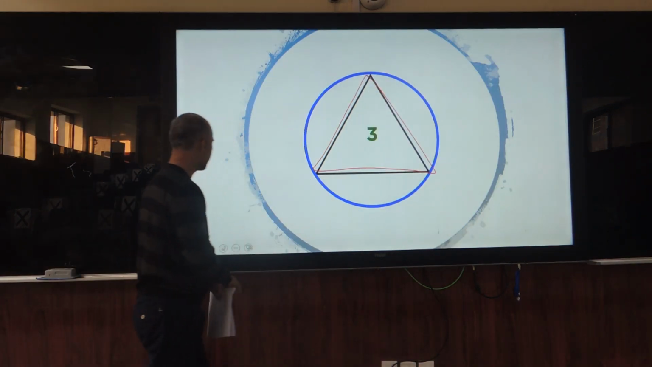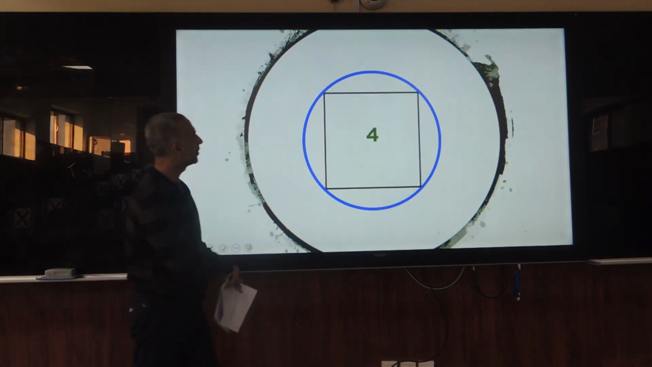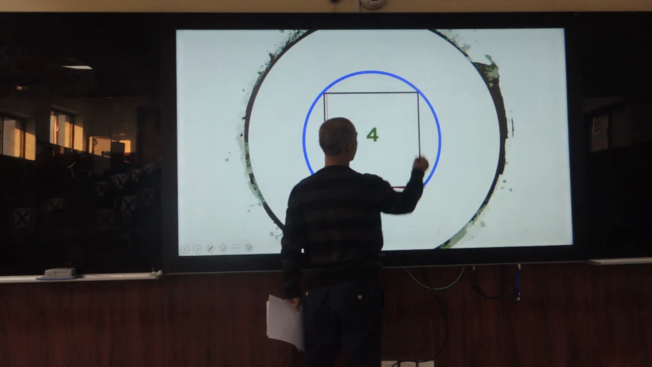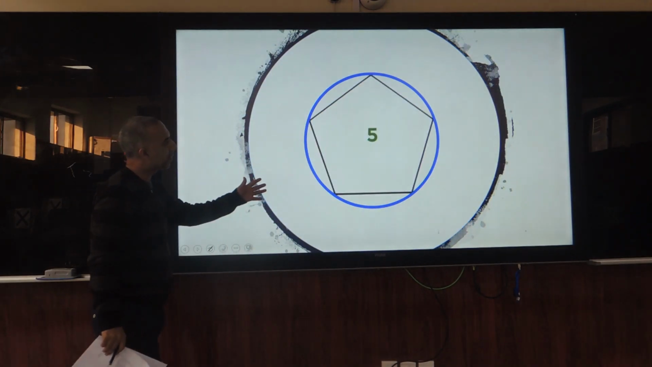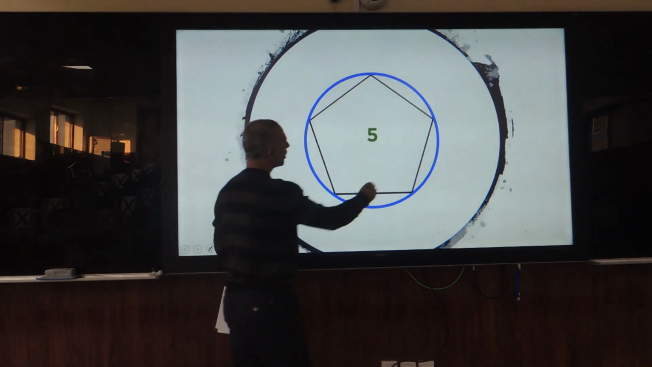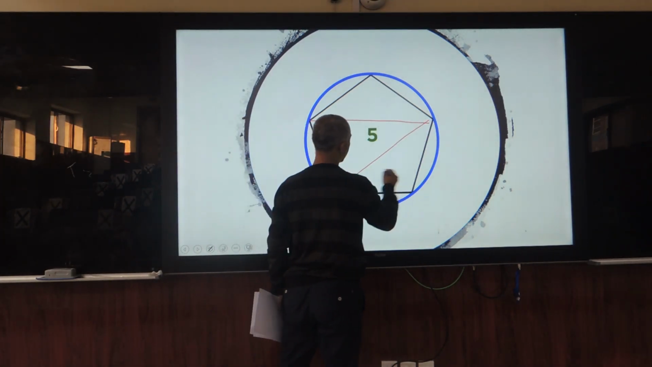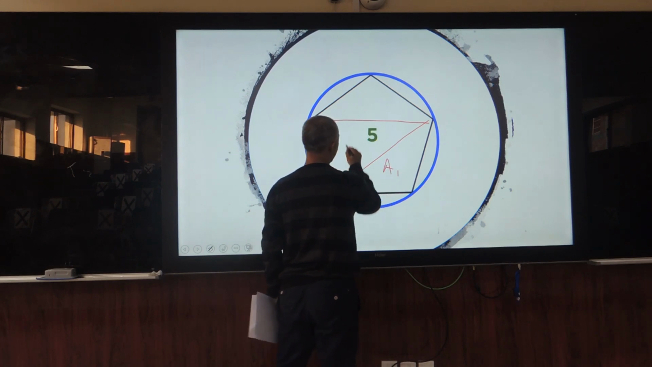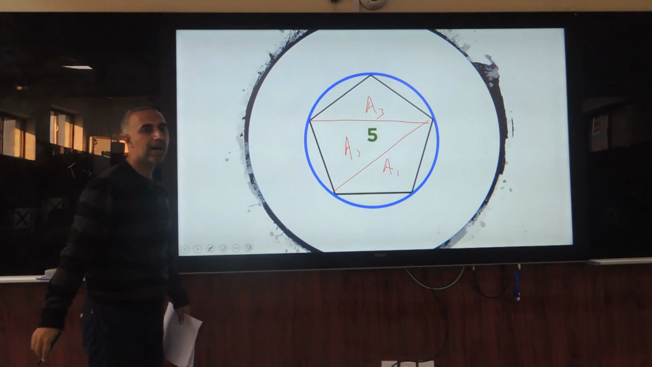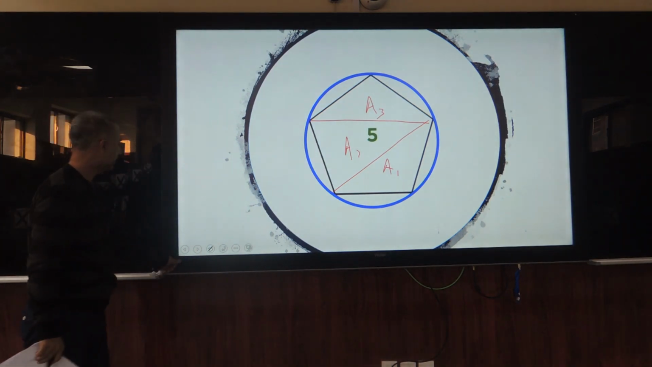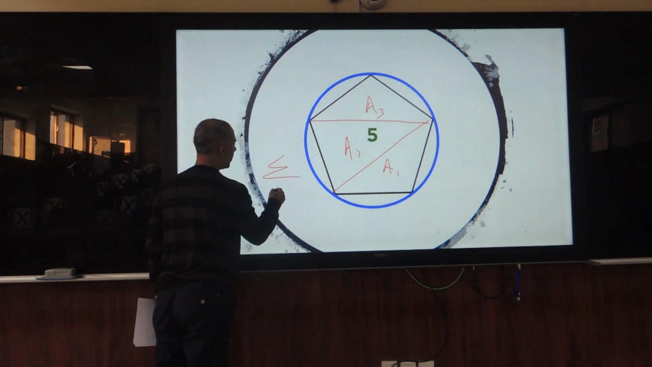There are 3 sides of this triangle. We can easily calculate it. 4 sides, it's kind of a square. We can easily calculate it. 5 sides, of course, we can easily calculate it: A1, A2, A3. We know the formula of a triangle. Sum up all the A1 to A3.